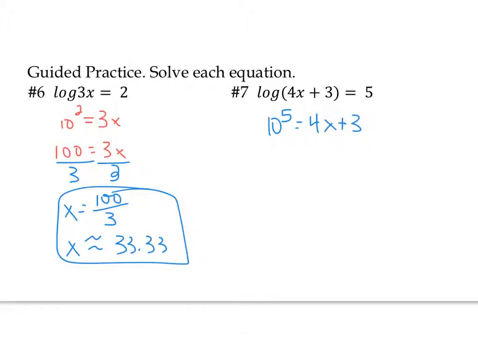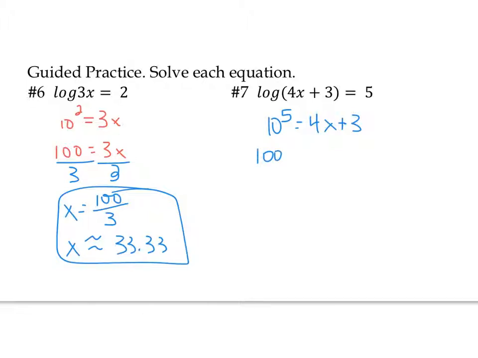So we'd have to take 10 to the fifth power, and then we could subtract 3. So 10 to the fifth power is going to be a lot of zeros there, right? And then we can subtract 3 from that. So we get our 100,000, because we have 1 with 5 zeros after it.